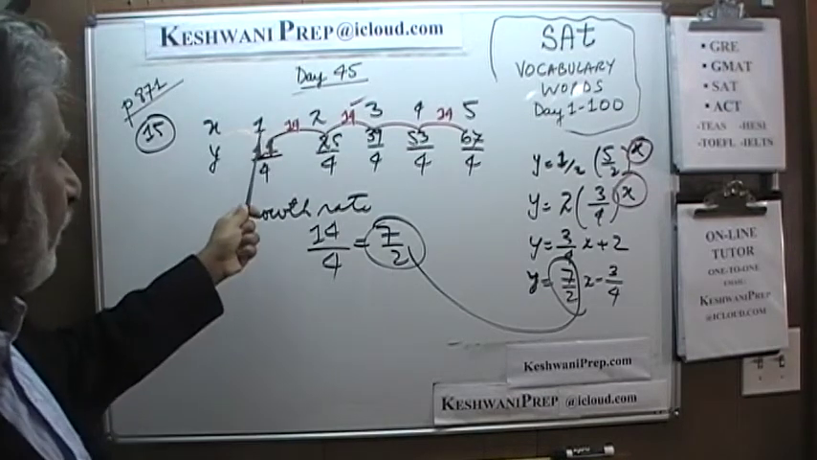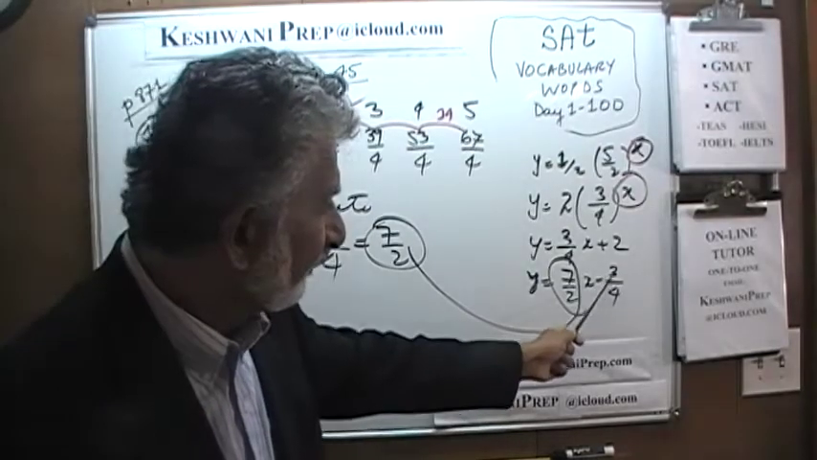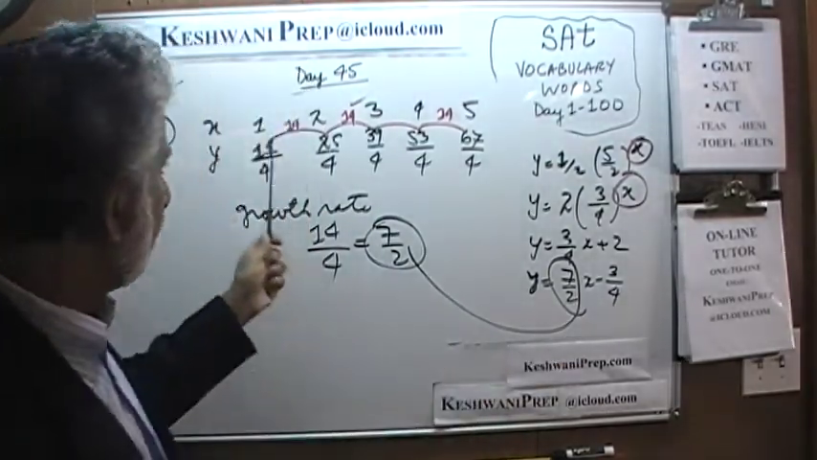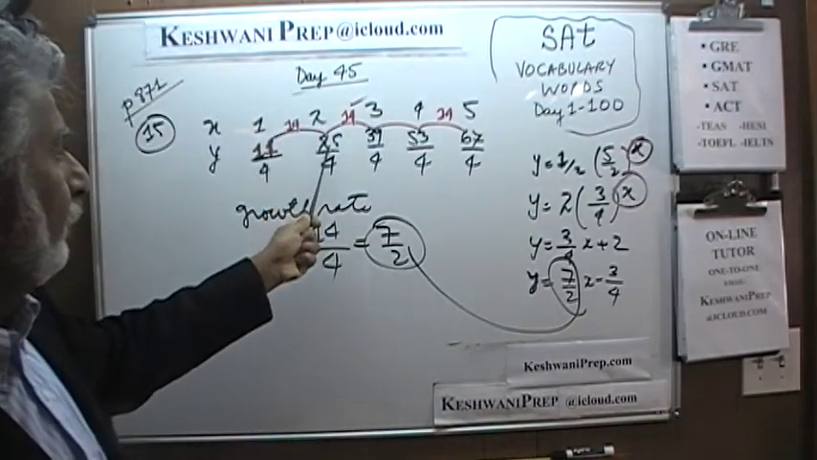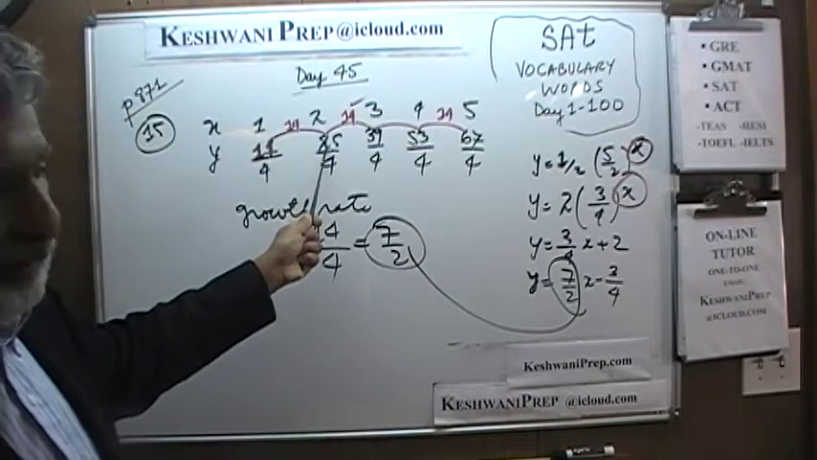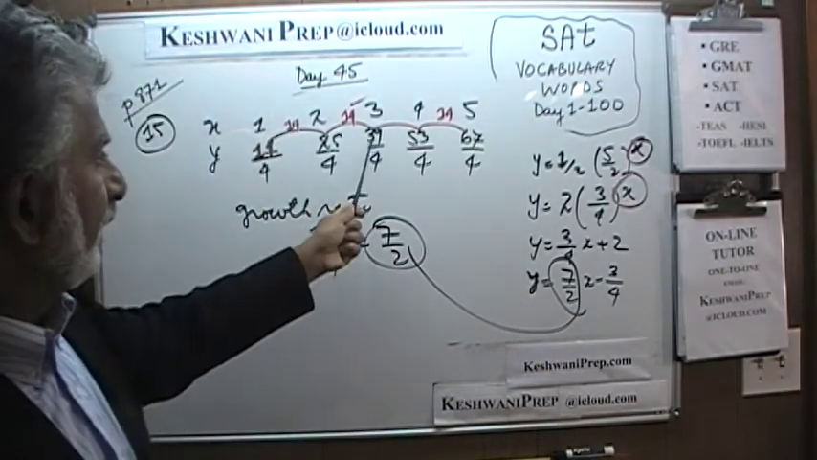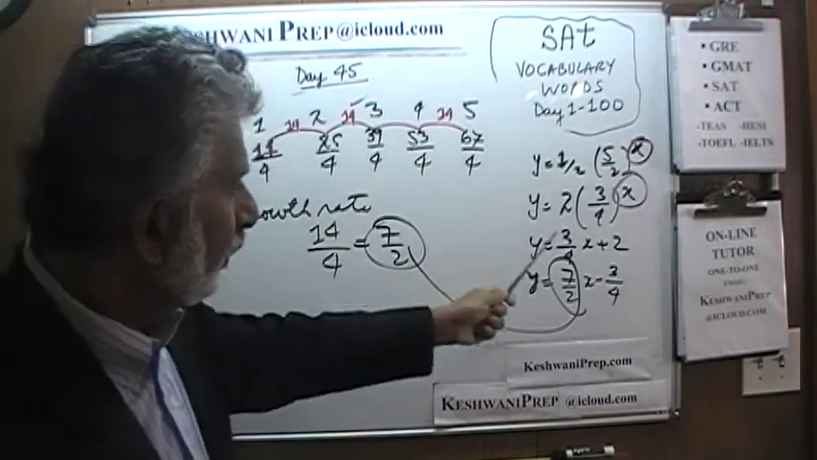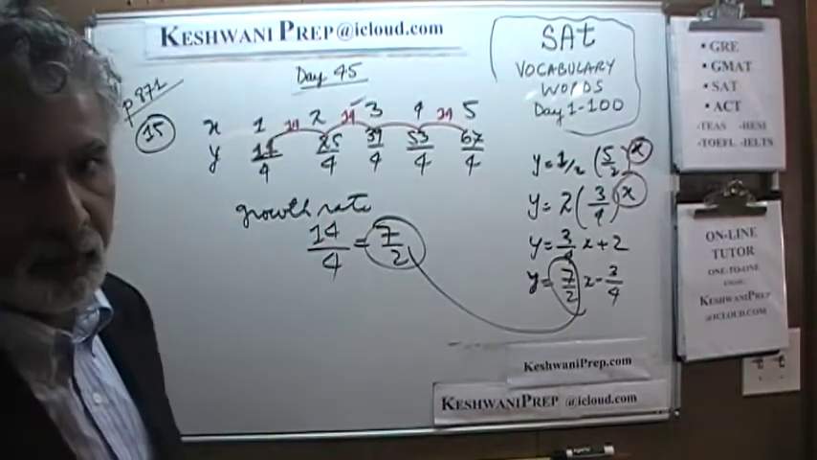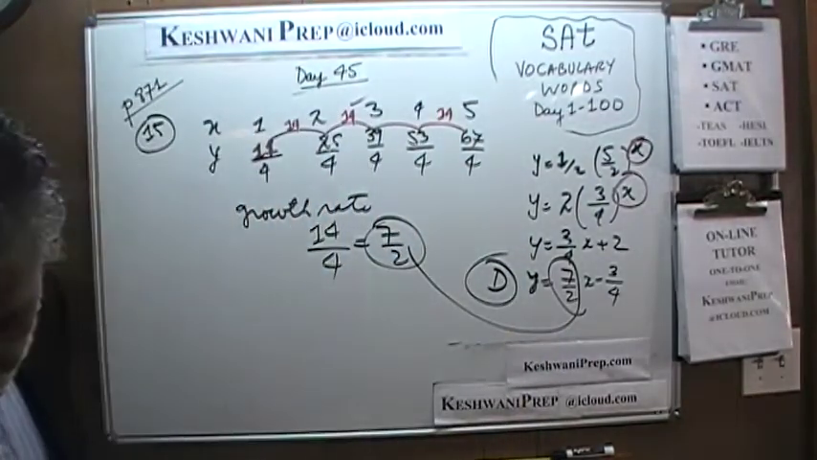So here's what happens. When x is 1, we have 14 over 4 minus 3 over 4. Let's forget the 4 part right now. So we have 14 minus 3. 14 minus 3 is 11. When x is 2, 14 times 2 is 28. 28 minus 3 will give us 25 over 4. Similarly here, when x is 3, 3 times 14 is 42. 42 minus 3 will give us 39. Answer is this one. The answer is D.